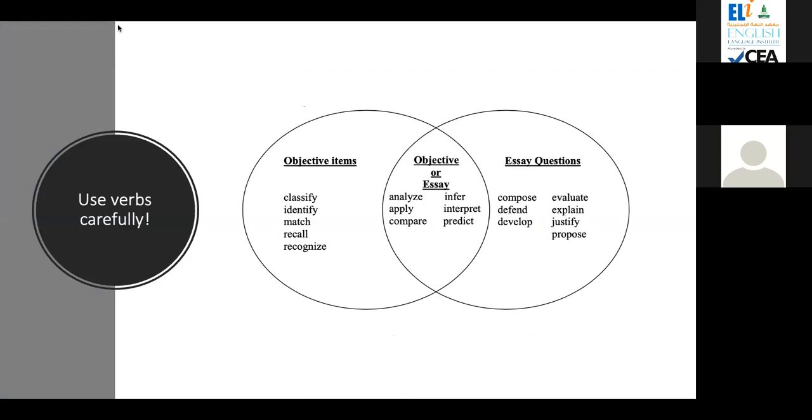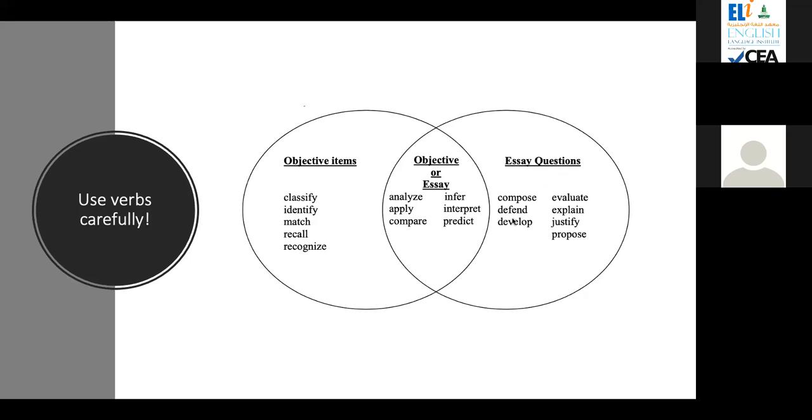Now, sometimes these task words can come in different assessment item types also, like objective items, like MCQs or fill in the blanks. They may ask for putting things in different categories: classify, identify, match, recall, recognize. These task words usually are commonly used in objective items like MCQs or fill in the blanks. But look at these, they can be used in objective or essay both: analyze, apply, compare, infer, interpret and predict.